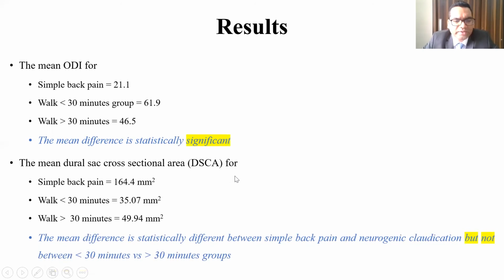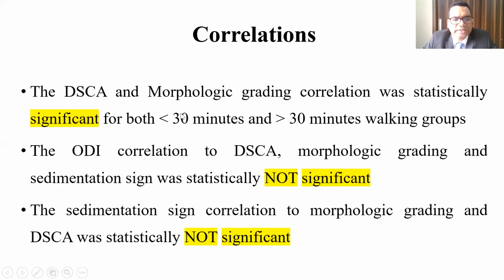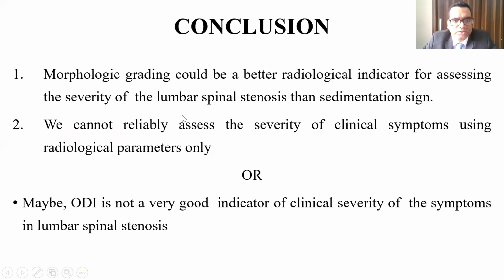DSCA. The main difference was between the back pain and the neurological claudication, but there was no statistically significant correlation. The DSCA and the morphological grading correlation was statistically significant in both the less than 30 minutes and more than 30 minutes walking groups. The ODI correlation to DSCA, morphological grading, and the sedimentation sign was statistically not significant. The sedimentation sign correlation to morphological grading and the DSCA was statistically not significant.